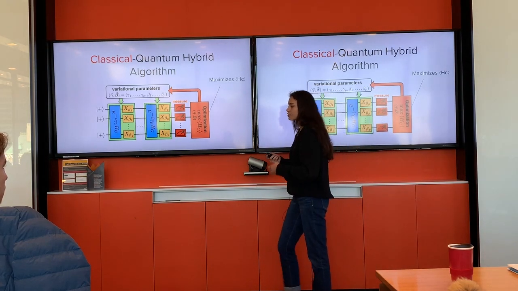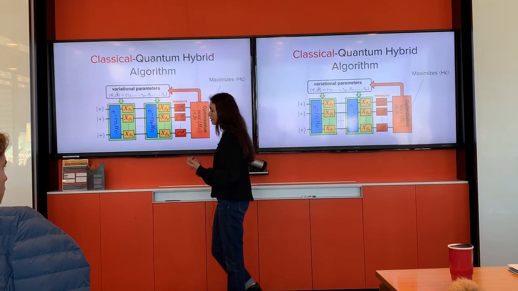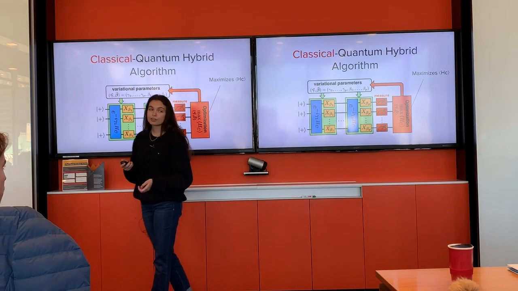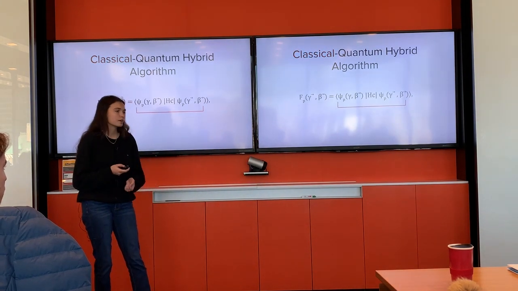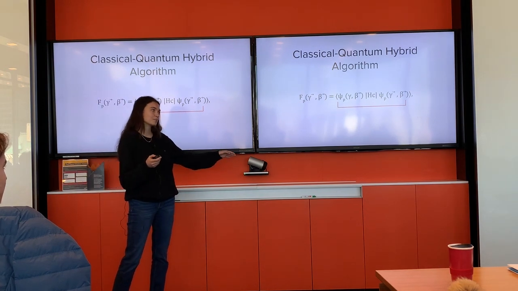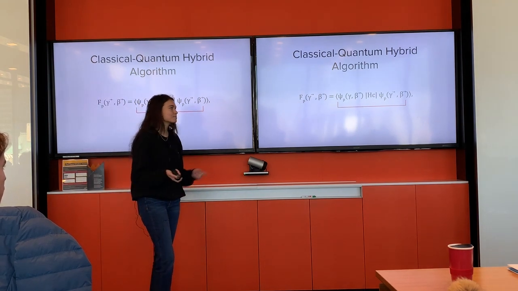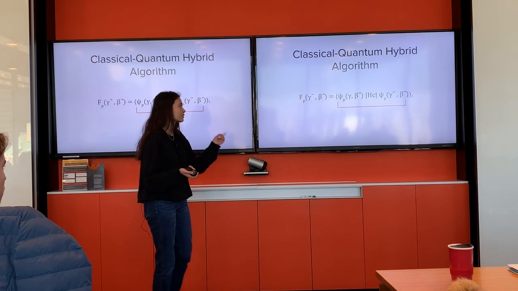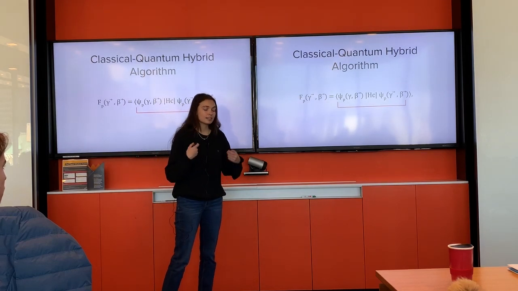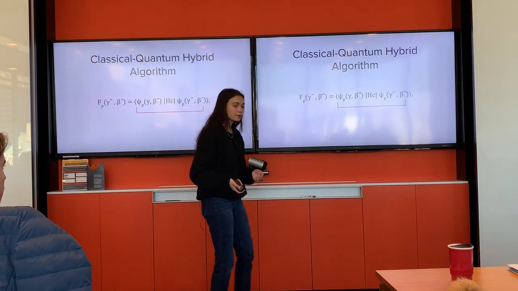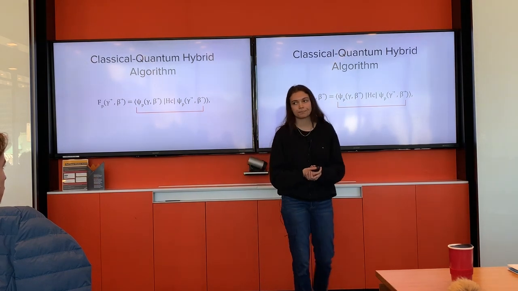Now, every time we iterate through the loop, we actually get a better and better answer. And the algorithm does this by solving this equation. Now, I know it looks like a bunch of jumble right now, but basically what we want to do is maximize the function F_p with the parameters gamma and beta. So essentially every time we go through the loop, we get a better and better answer.